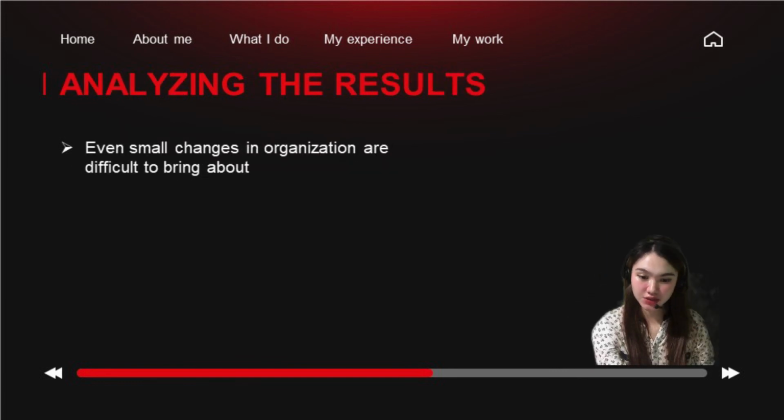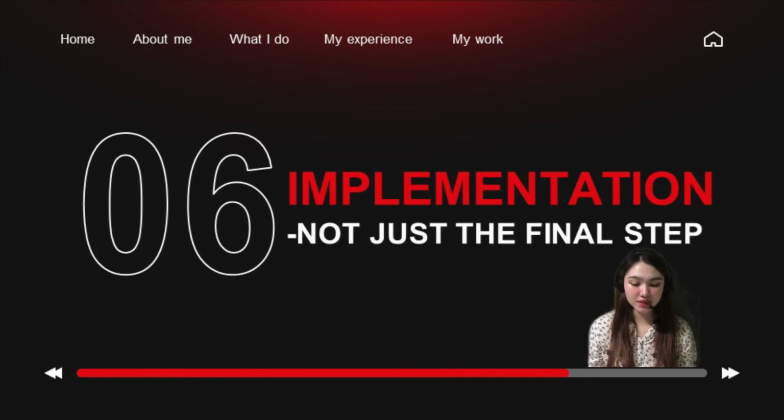Analyzing the results. The outcomes of a solution's testing must be examined in terms of how they will affect the entire business. You should be aware that even minor organizational changes can be difficult to implement. Okay, lastly, implementation, not just the final step.